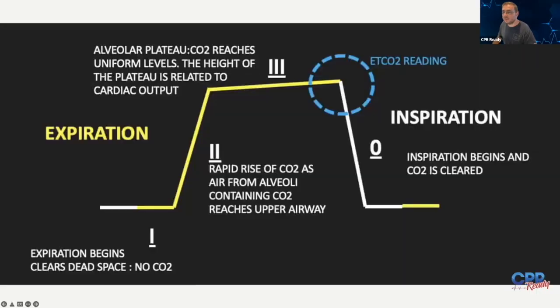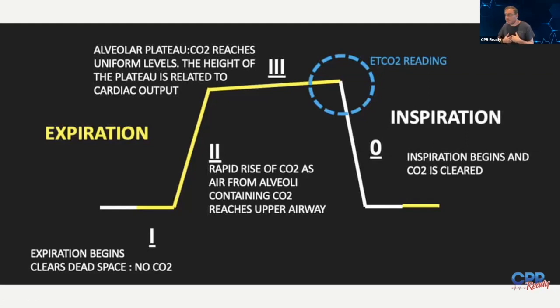So let's take a look at the kind of anatomy of a waveform before we look at the specific types that you might see. So we break these into 4 different parts. So each capnogram has 4 phases, right? So starting from the left, we have phase 1. That's when the patient starts to exhale their last breath. At this point, the CO2 detector is only picking up air that wasn't in the lungs.